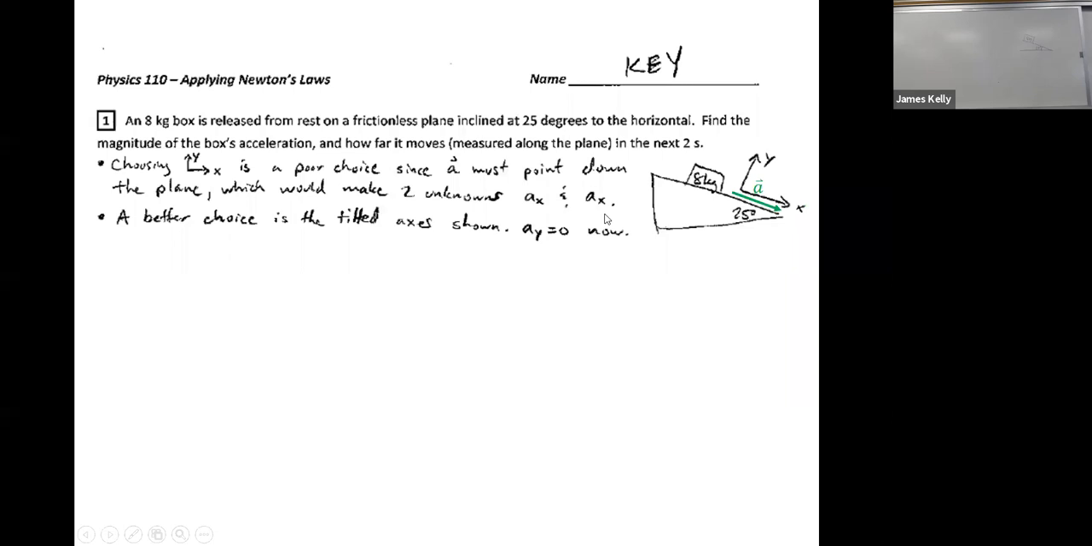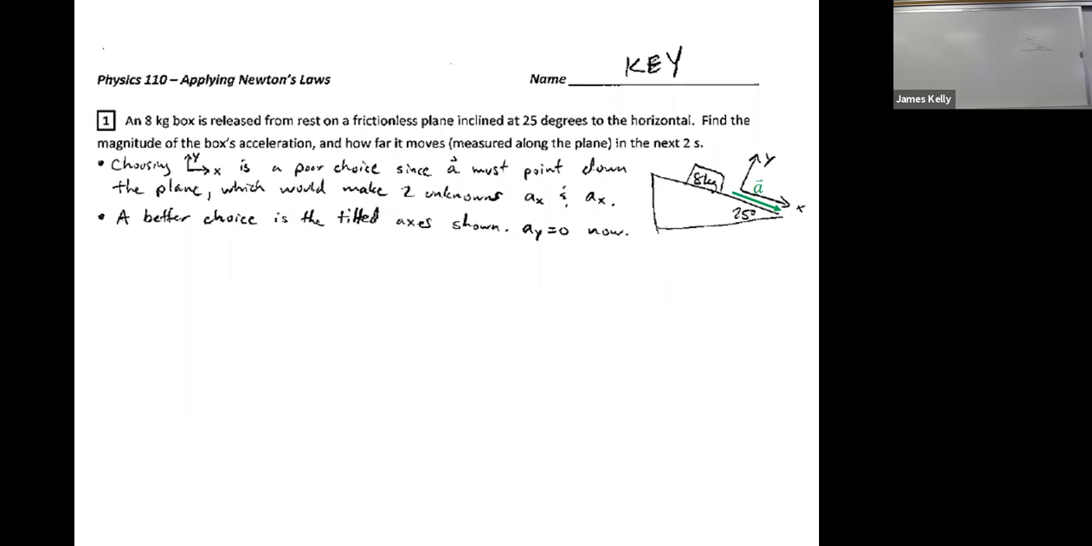In contrast, the better choice is to choose your axes always along the direction of the known acceleration. So if it's moving in one direction, it's got to be accelerating along that direction. So choose your plus x either down the plane or up the plane, and then your y-axis perpendicular to it. Then we know from the very beginning that the y component of the acceleration of this box is 0, and I can use that to my advantage if I need to.